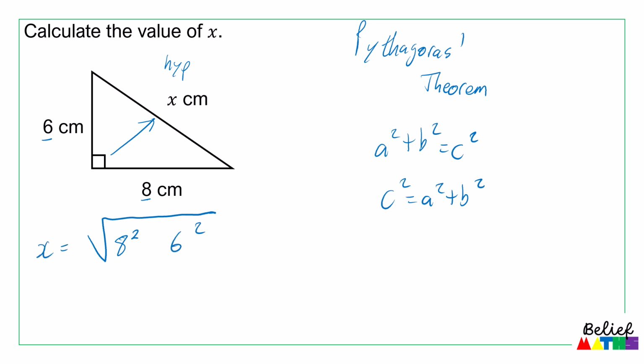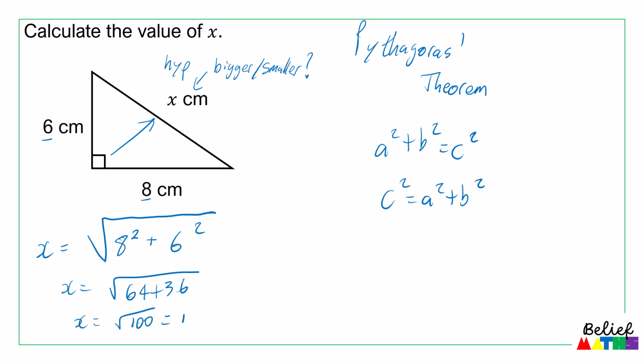Now all we need to decide is, with this x, is this going to be bigger or smaller? Now, as I said earlier on, the hypotenuse is always the biggest side, so that x is going to be the biggest side. So what we're going to do is add these two values together. So we can do this one without a calculator. So that's the square root of 64 plus 36. X equals the square root of 100, and the square root of 100 is 10. So in this case, x is 10.